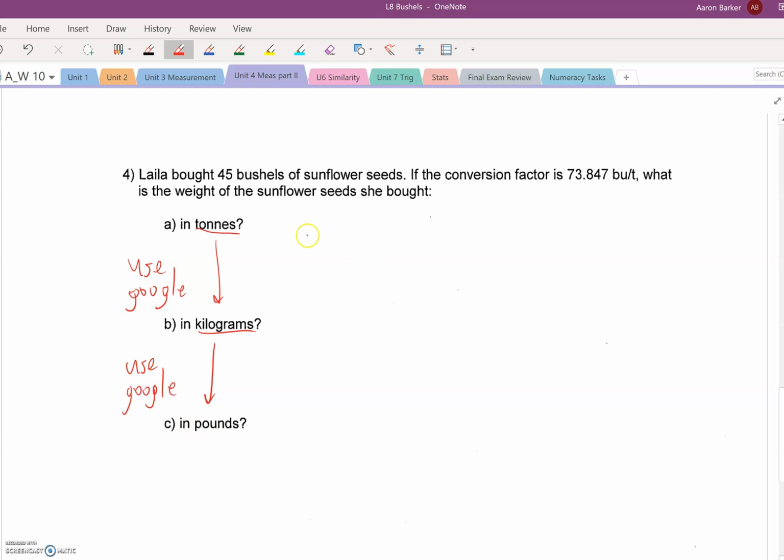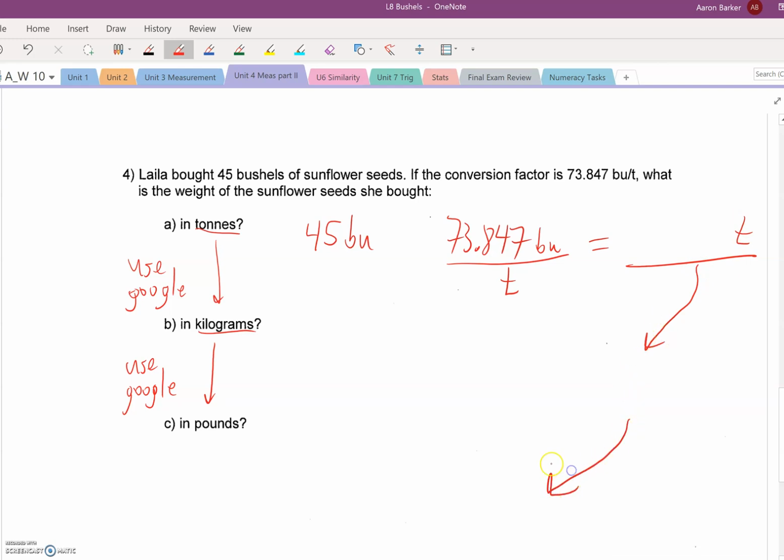So to figure out in tons, though, you have 45 bushels, and you have 73.847 bushels per ton. Okay, so you just multiply that together, and that'll equal your answer in tons. So then you can convert it into kilograms, and then from there you can convert it into pounds. All right, easy peasy, lemon squeezy, lbs. Good. So that's the first part of your lesson.